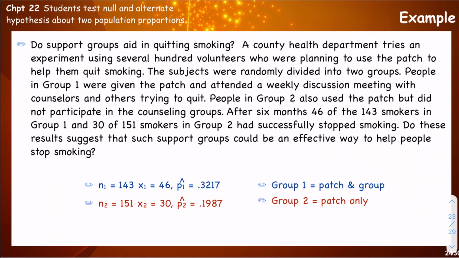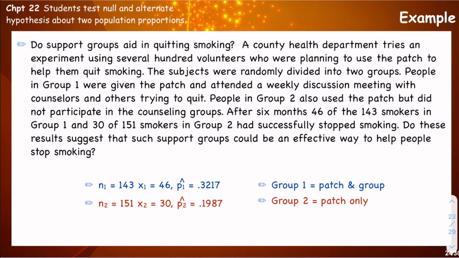So one more problem, and then we're done with Unit 5. Do support groups aid in quitting smoking? A county health department tries an experiment using several hundred volunteers who are planning to use the patch to help them quit smoking. The subjects were randomly divided into two groups. People in Group 1 were given the patch and attended a weekly discussion meeting with counselors and others trying to quit.